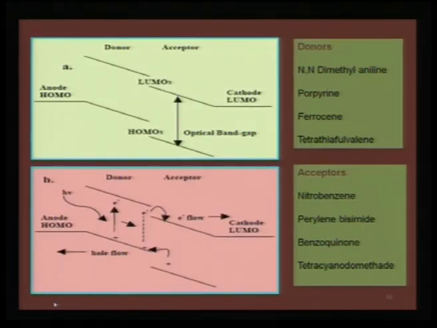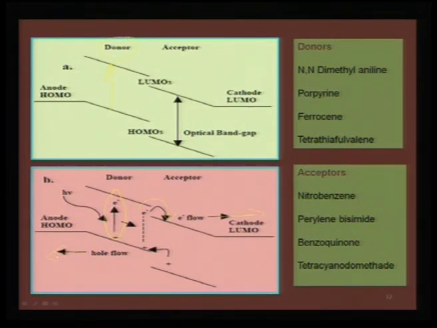Now, as I told you, what is more important is the match between the donor HOMO-LUMO levels and the acceptor HOMO-LUMO levels, and the HOMO level of your donor actually has to be higher than the HOMO level of your acceptor, and also the LUMO level of your donor has to be higher than the LUMO level of your acceptor. Therefore, when the electron is promoted here, it can easily go across the interface to the acceptor, and the electron can flow easily, and further the hole can flow in the opposite direction.